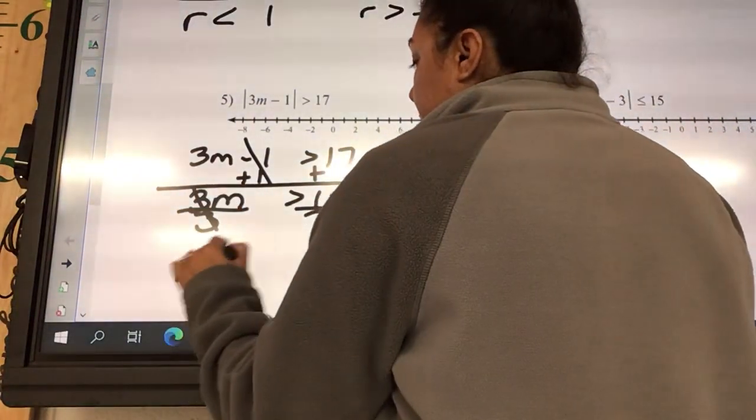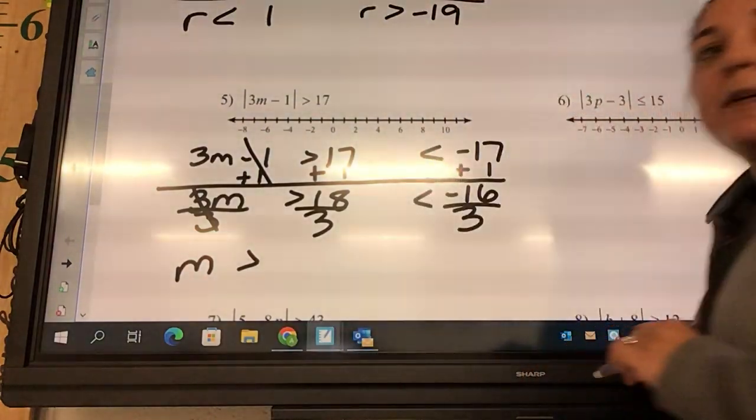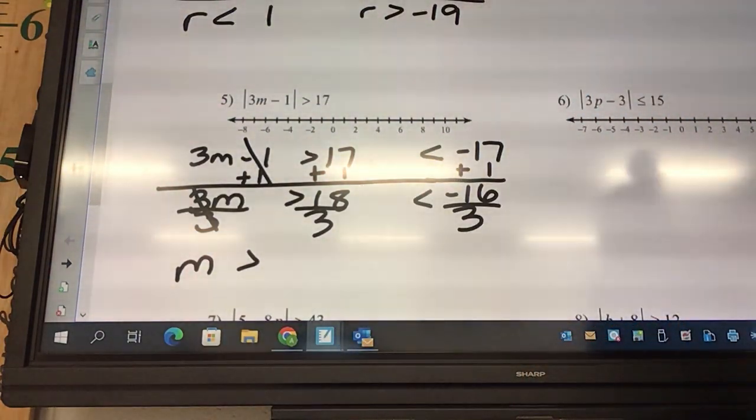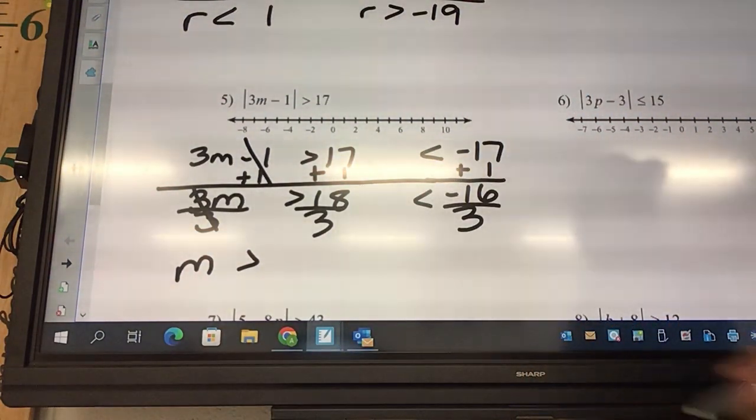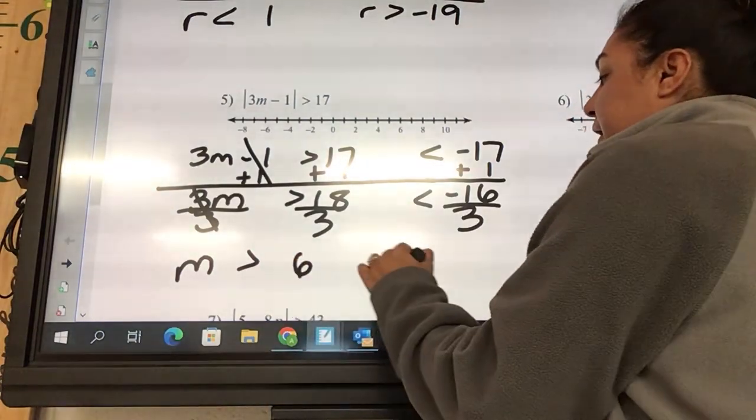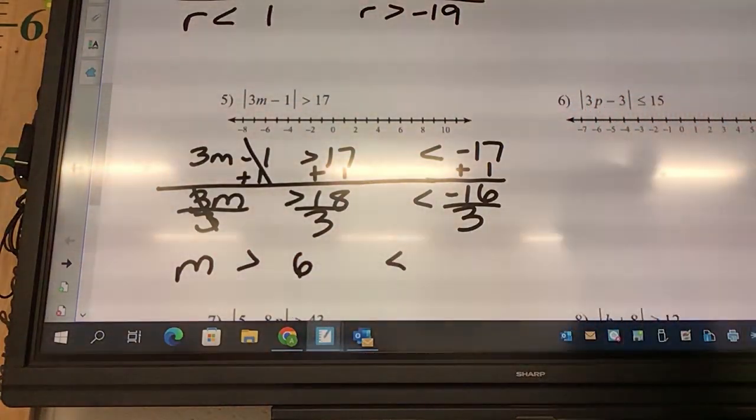So I got m, 18 divided by 3. Use your calculator. 6. Negative 16 divided by 3.